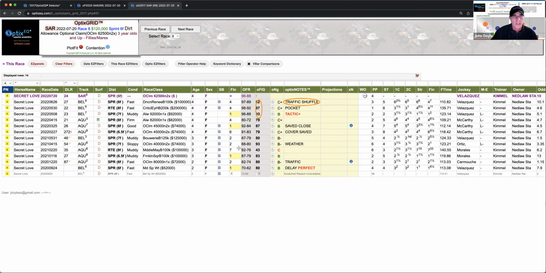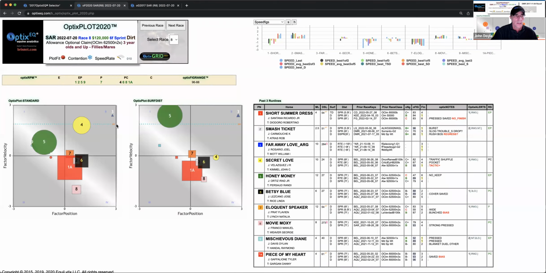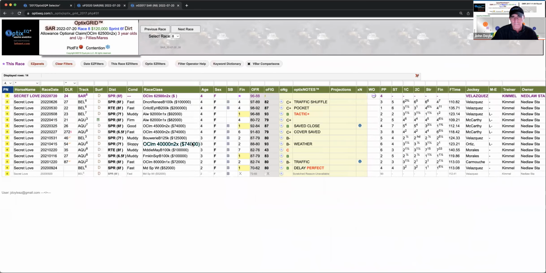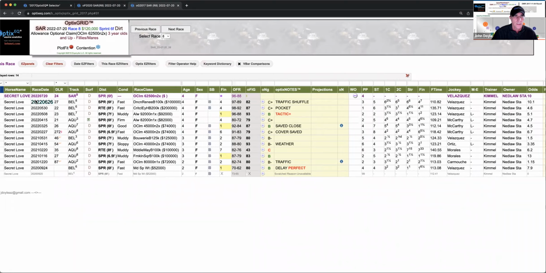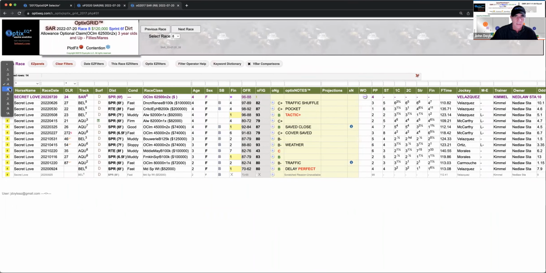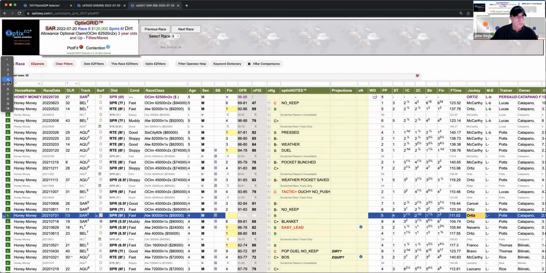The only other thing I would say that I wasn't crazy about with this horse was the plot. I don't like how this horse really plotted out. If you look at the number 4, it's a kind of weird plot in standard, and then really negative plot on surface and distance. So that's the reason I'm against this horse. If you like this horse, you want to take 10-1 or 15-1, but I wouldn't take anything lower than that.